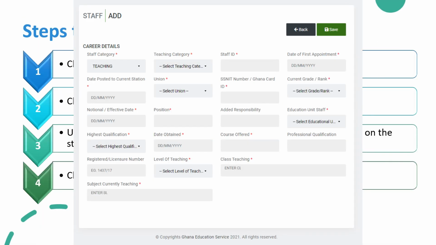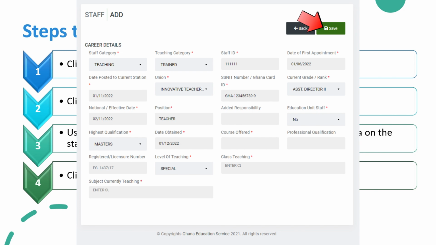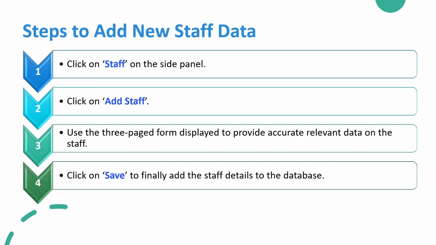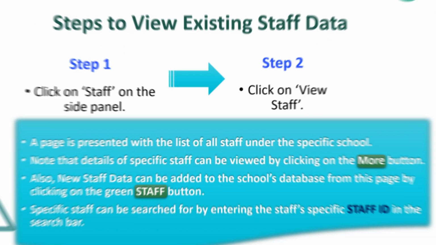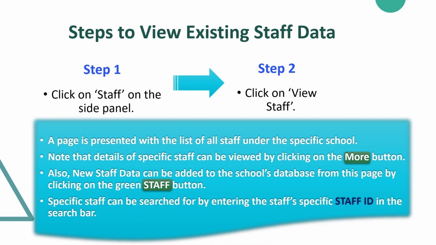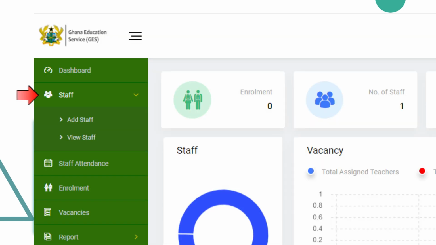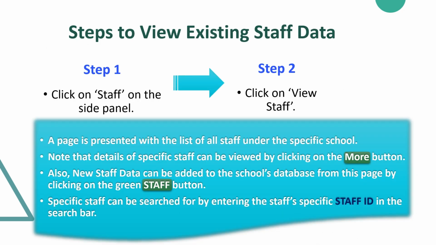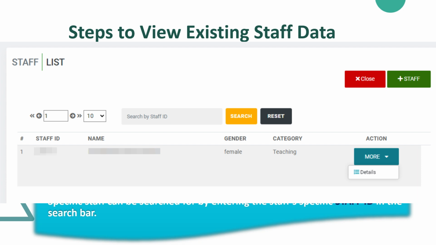After you fill the form, you click on Save to finally add the staff details to the database. You might want to view the staff data that you've entered, and to do that, it's just a simple process. You click on Staff on the side panel, and then you click on View Staff. Now, once you do this, a page is presented with a list of all staff under the specific school.